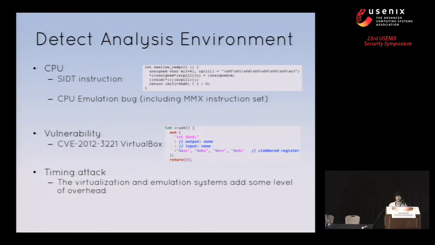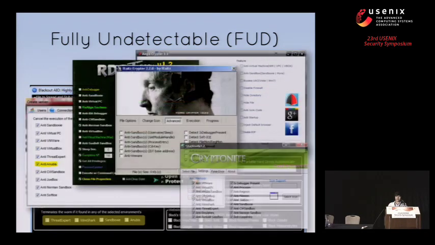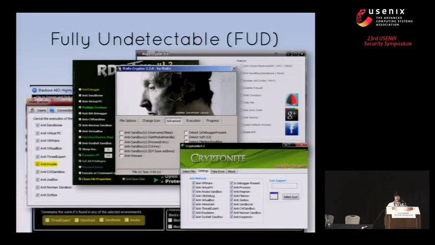Other techniques may include actually using vulnerabilities that are present in the virtualization system. And finally, they can use timing-based attacks, because the virtualization or emulation environment adds some level of overhead which can be detected during execution and used to detect this analysis system. Furthermore, these days, malware writers do not have to actually write all these evasive techniques. There are tools, so-called fully undetectable packers, that they can use to automatically add these features into their malware.